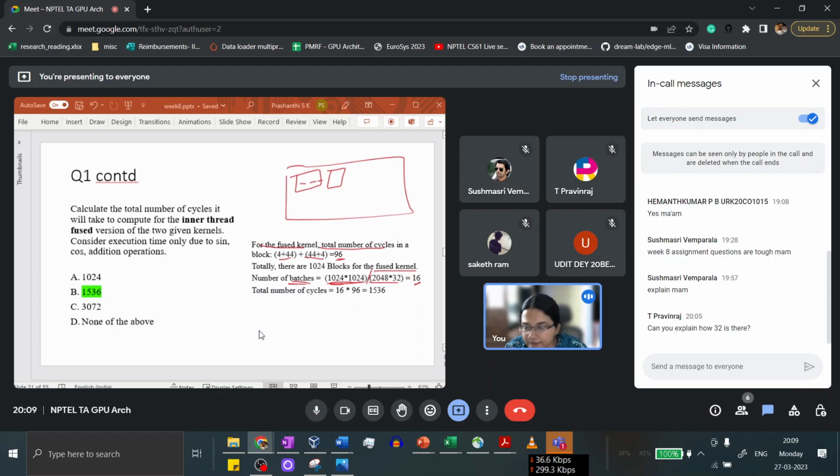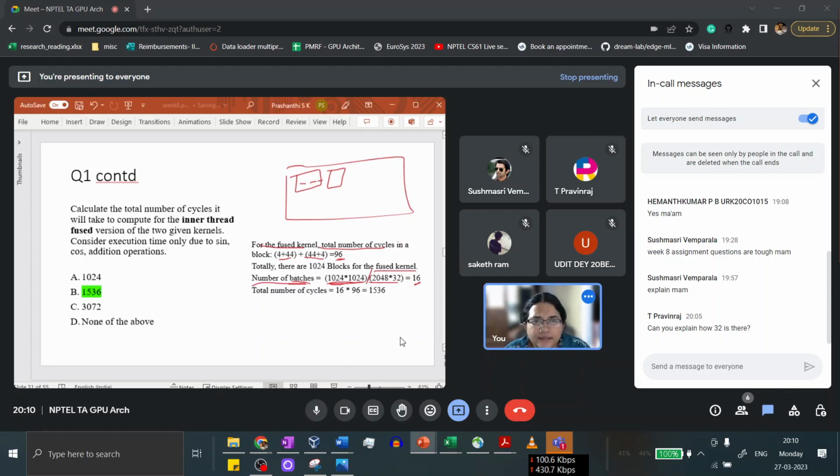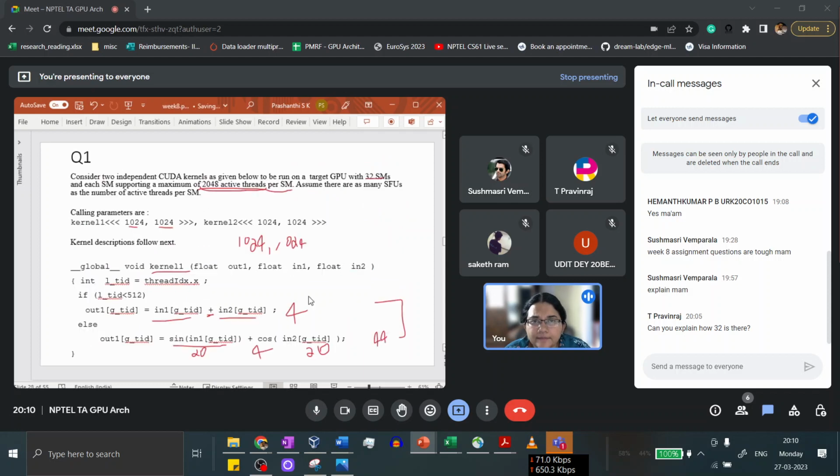Okay, let's continue. I see a question. Can you explain how 32 is there? Sure. This is in the number of batches computation, right? First of all, 32 comes from the number of SMs present on the GPU, 32, right?